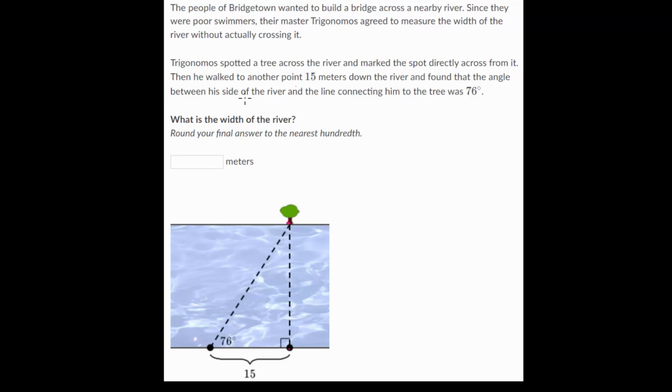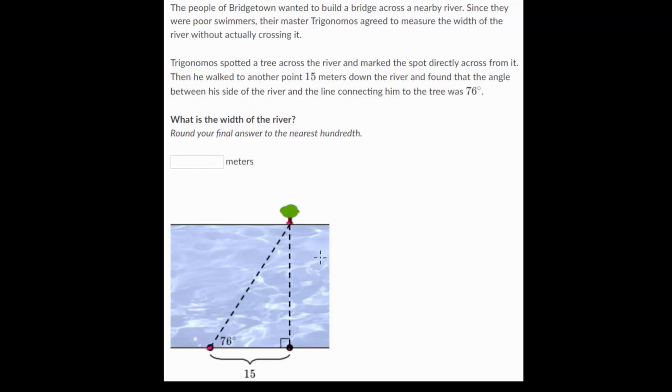Then he walked to another point 15 meters down the river and found that the angle between his side of the river and the line connecting him to the tree was 76 degrees. So he walked to the left here, found this point, and then measured the angle there. And you can measure that in various ways, but maybe he just had a protractor and measured 76 degrees. And from this information, we can figure out what the width of that river is. And then we'll need to round our answer.